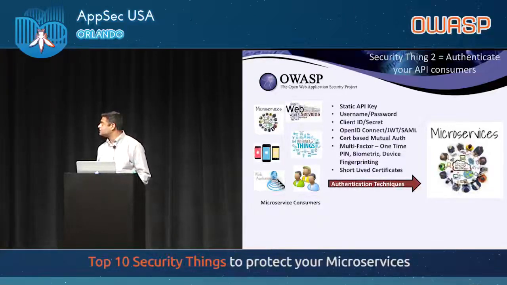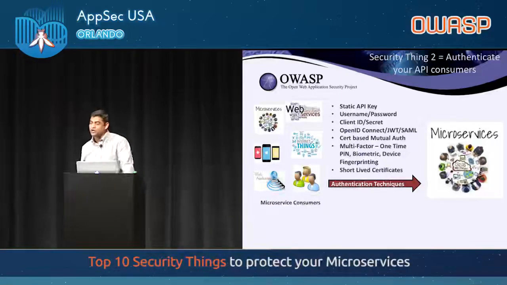Short-lived certificate is something that Netflix uses, and it's pretty secure, but it's very hard to pull off. Unless you have a lot of automation, you would not be able to. It is a hard thing to pull off, but again, that is one thing that is very secure, and you can go with that. And you can go to Netflix blogs, and you can read a lot about it.